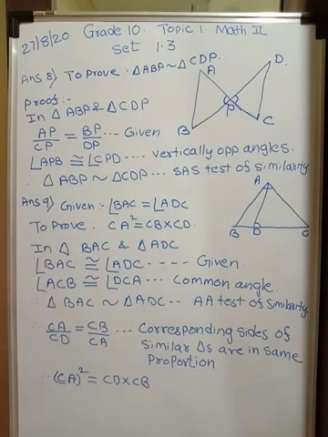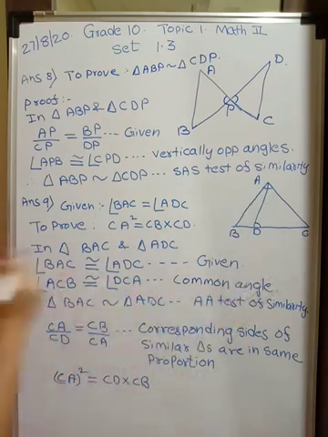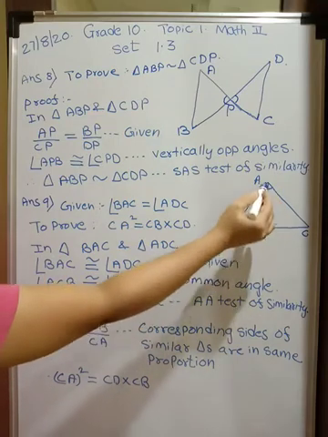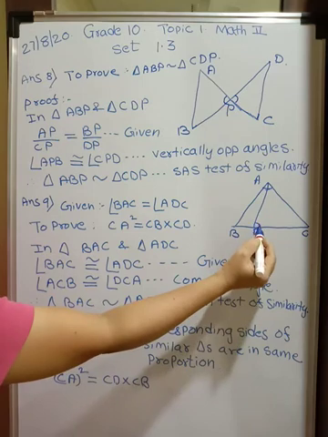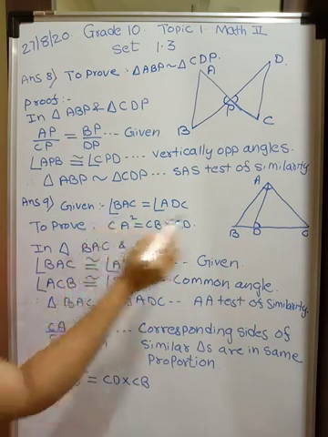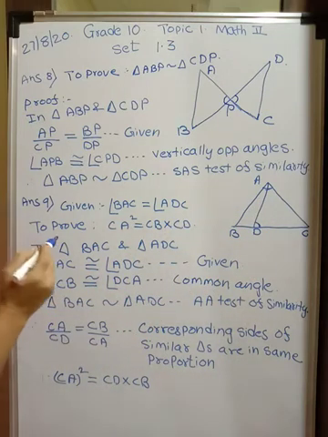Now going to the 9th question, just see now. Given is that angle BAC, this big angle if you can see, is equal to angle ADC, this angle. Now angles of equal measure are congruent. So we can also say angle BAC is congruent to angle ADC. What we have to prove? CA square is equal to CD into CB.